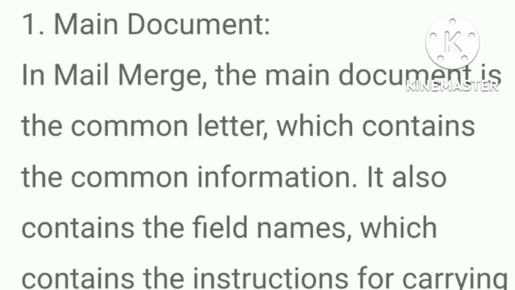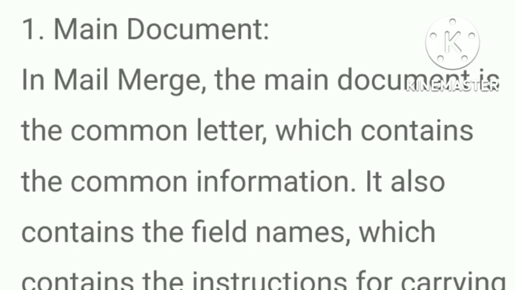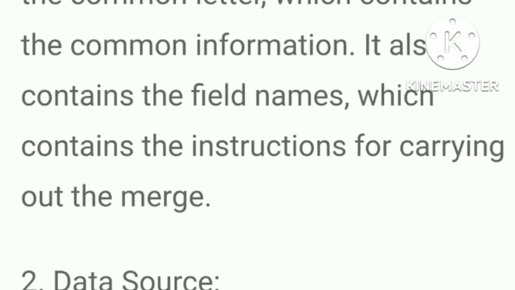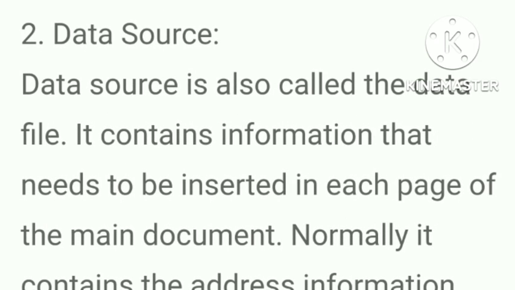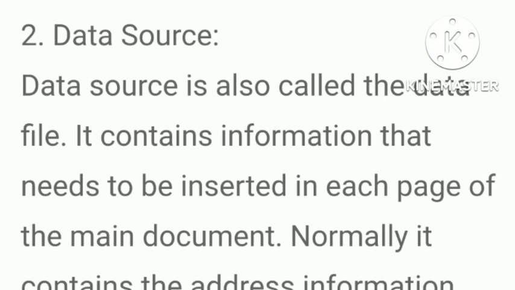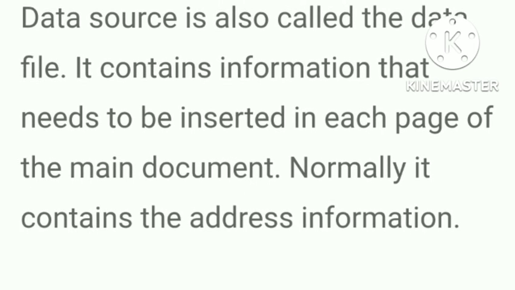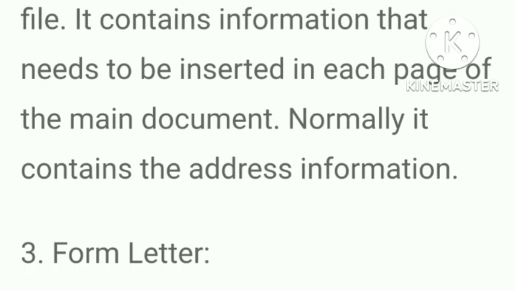Main document. In mail merge, the main document is the common letter which contains the common information. It also contains the field names which contain the instructions for carrying out the merge. Data source. The data source is also called the data file. It contains information that needs to be inserted in each page of the main document. Normally, it contains the address information.